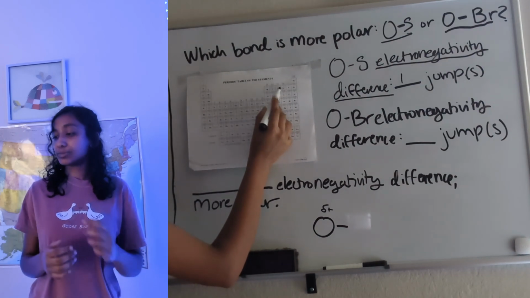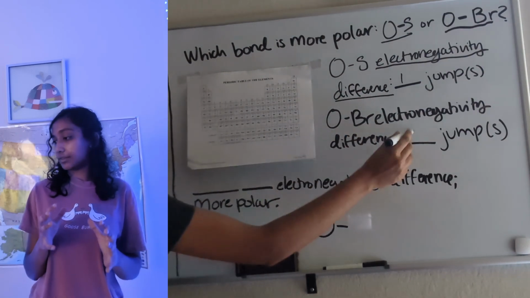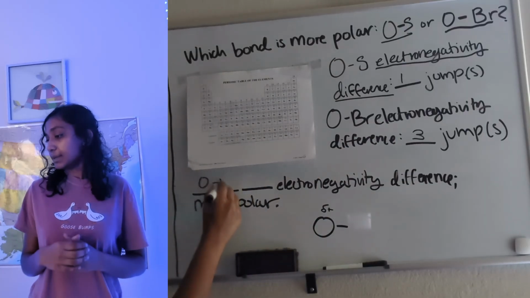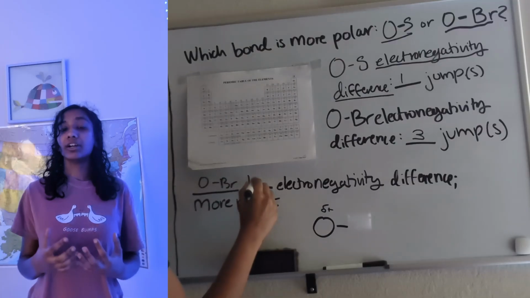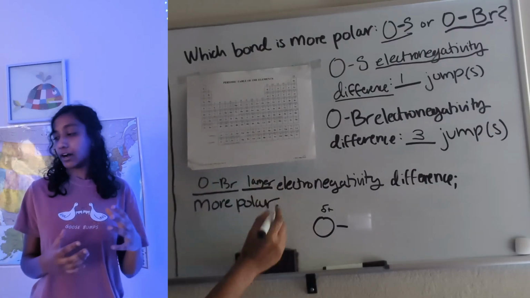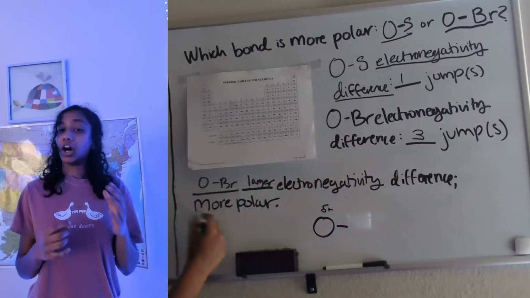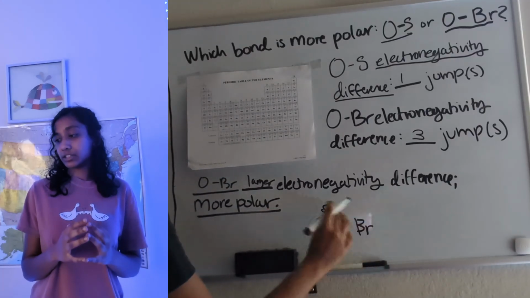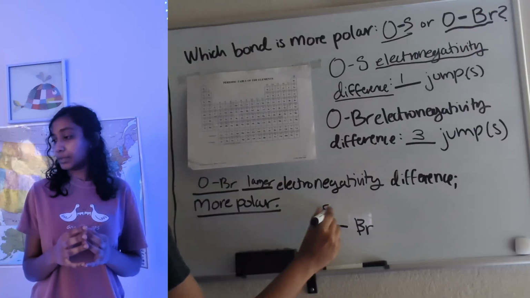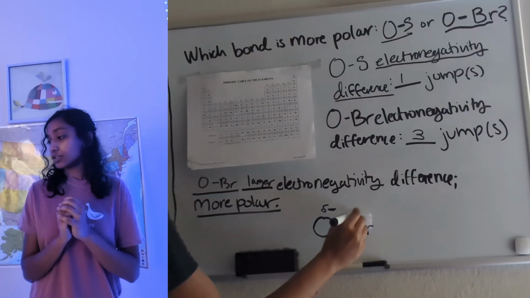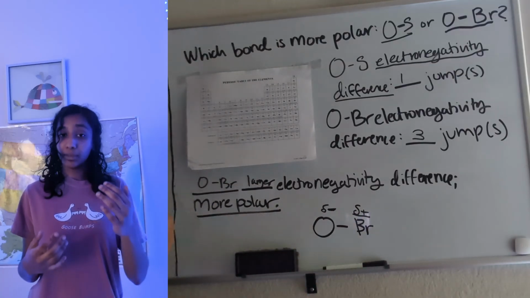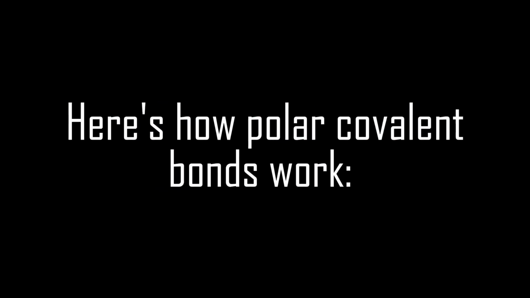However, bromine is 2 spaces down and 1 space to the right of oxygen, making it 3 jumps away from oxygen. This means that oxygen and bromine have a larger electronegativity difference than oxygen and sulfur, making oxygen and bromine's bond more polar. In this bond, since oxygen is more electronegative than bromine, oxygen would pull the electrons towards itself, making it partially negative and making bromine partially positive.